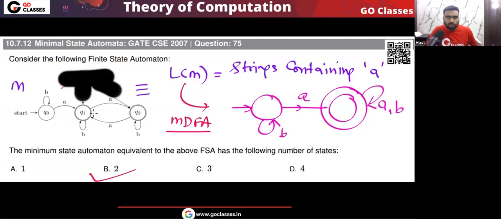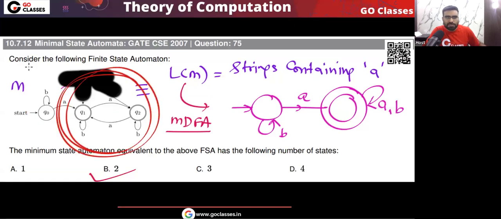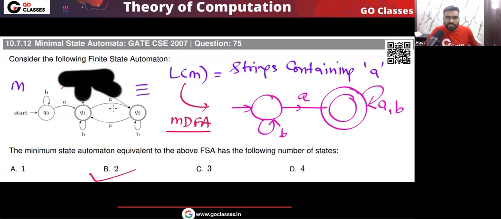When A comes, then we will go to the final state. Now you can see, we will stay in the final state. When B's are coming, we are ignoring all the B's. When the first A comes, we go to the final state, and then we stay in the final state. Yes or no? Whatever comes, A comes, B comes, A comes, B comes, we will stay in the final state.